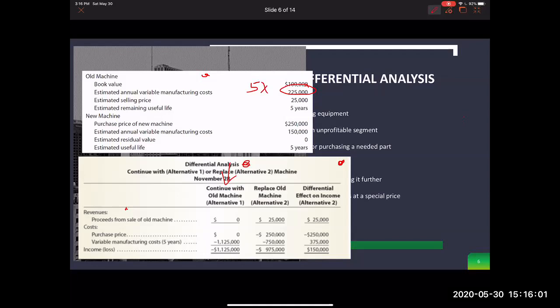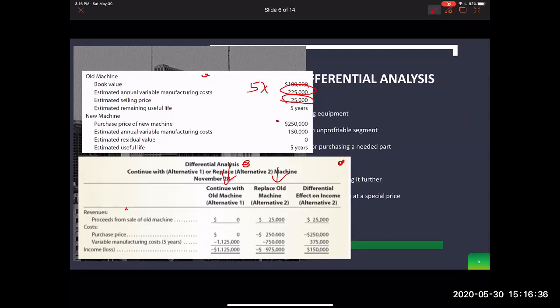Then we have some all new information that we have to consider. Now, the first one is the proceeds from the sale of the old machine. It tells us that if we decided to sell this machine, we would get $25,000. So that would be considered revenue for us, right? It will help offset the cost of buying a new machine. All right, so the purchase price of the new machine, they tell us, is $250,000. It's a minus because we're purchasing it.